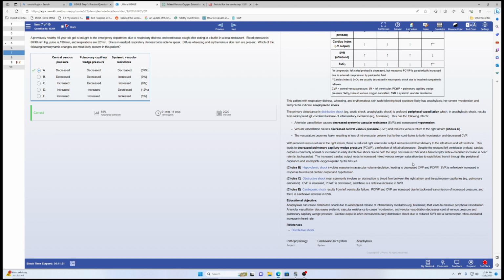What actually is mixed venous oxygen saturation? They don't actually give a really good explanation about that, right? It's just this one sentence. They said that the mixed venous oxygen saturation would be high because of rapid blood transit through the peripheral capillaries and incomplete oxygen uptake by the tissues. But it's kind of vague. So I'll show you how we use ChatGPT to help us understand this.